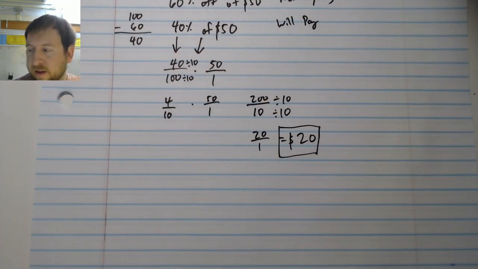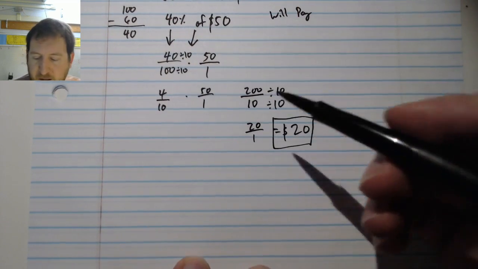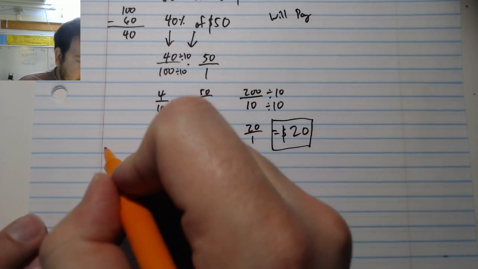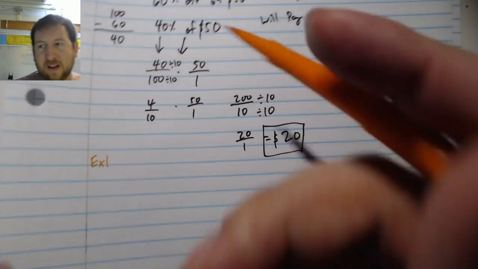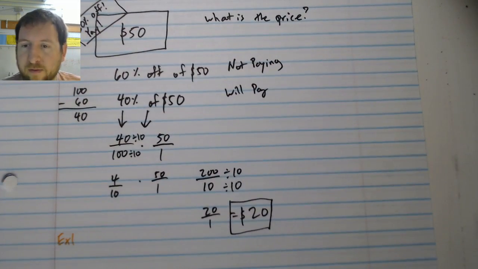Let's take another example. This time, we're going to simplify it. We're not going to be thinking about it in terms of price. We're just going to be taking a percent of a number. And the reason I'm doing that is because the homework is exclusively, which means only, taking percents of numbers.